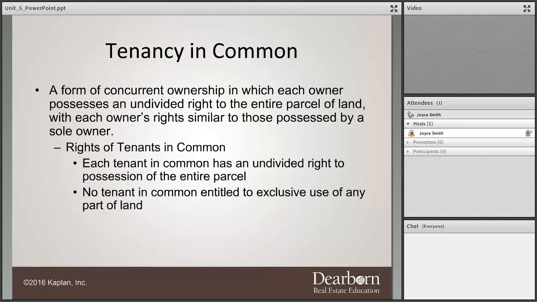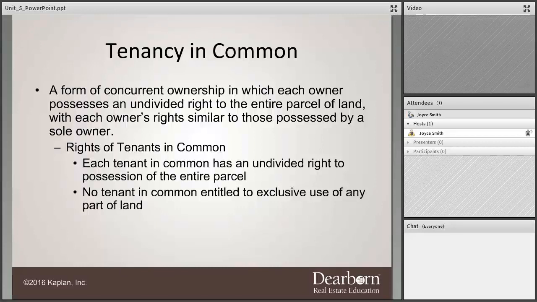Tenancy in common is a form of concurrent ownership in which each owner possesses an undivided right to the entire parcel of land, with each owner's rights similar to those possessed by a sole owner. So the rights of the tenant in common. Each tenant in common has undivided right to possession of the entire parcel, and no tenant in common is entitled to exclusive use of any part of the land. But tenants in common, obviously, yes, they can sell their interests. It's not worth as much as an entire parcel, but they can sell their interest in it without having to sell the entire piece of land.